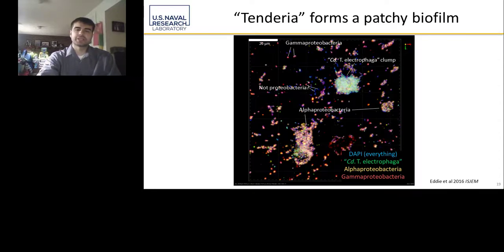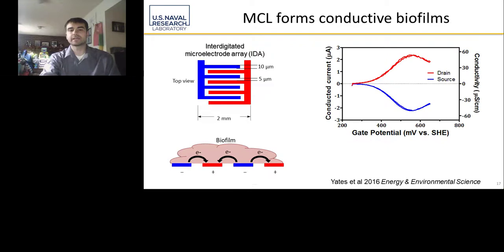In this case, it's not a very dense one. And on other electrodes that I've looked at, it does get more dense. But one of the things that's really interesting about the fact that it's so patchy is that if we look at electrical conductivity, we see a very highly conductive biofilm. So this is work that was done by my colleague Matt Yates, and what he's doing is using what's called an interdigitated electrode array, or an IDA, to look at the conductivity from one electrode to another.